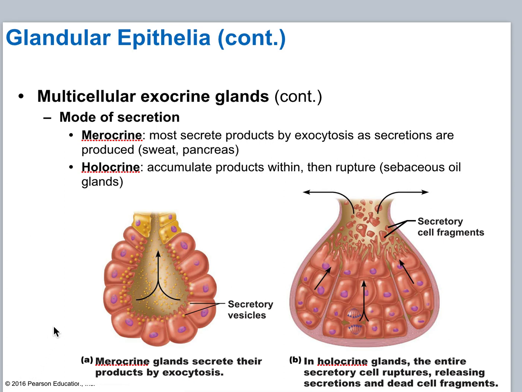As opposed to holocrine glands, which accumulate the products until they build up enough pressure and they rupture. And then once they rupture, the secretions are secreted into the surrounding tissues or duct or bloodstream.